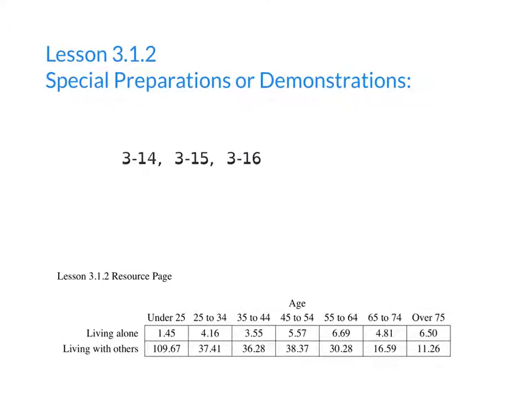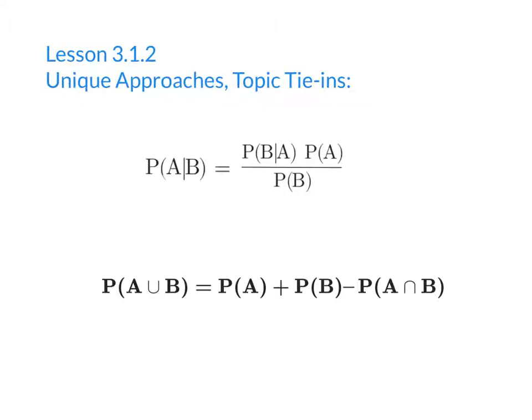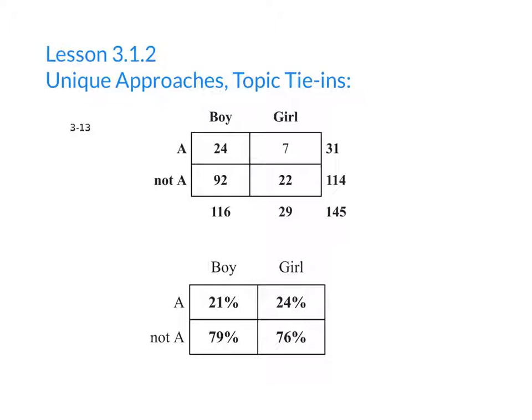Problems 3.14, 3.15, and 3.16 provide additional opportunities for students to work with tables to compute conditional probabilities. Problem 3.16 comes with a resource page. Again, refrain from a formulaic approach. Trust that if your students can build a two-way table from a problem prompt, they can intuitively reason any asked-for probability.